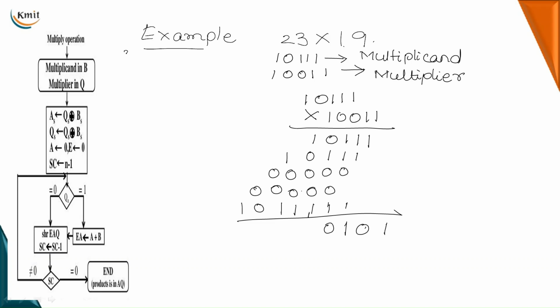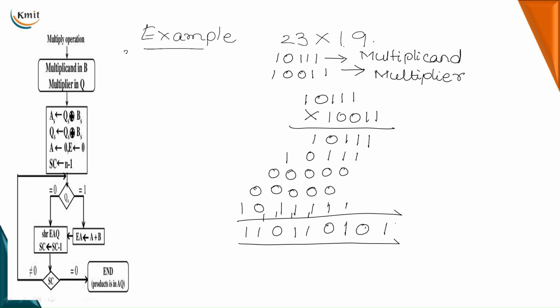So 1 plus 1 1 0, 1 0 plus 1 1 1. So again I have a carry. So 1 plus 1 1 0, 1 0 plus 1 1 1. Again I have a carry. So 1 plus 1, it is 1 0 and 1 1. So this is my actual product.